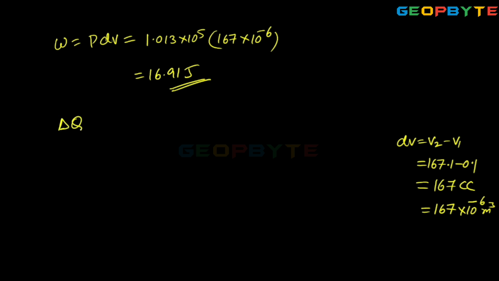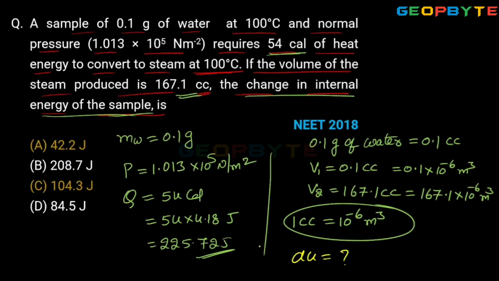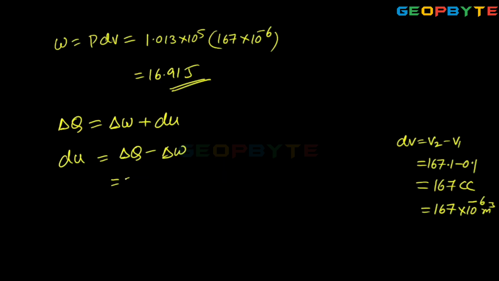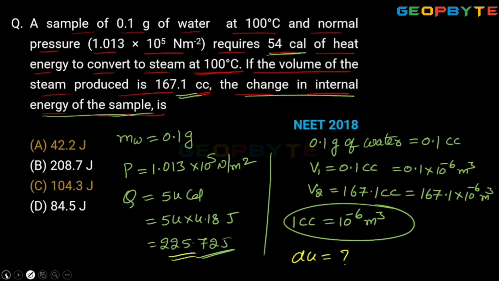Then delta Q equal to delta W plus dU. From this, change in energy dU equal to delta Q minus delta W. Look at the delta Q. Delta Q is 225.72 minus delta W 16.91. You simplify it approximately for getting 208.8 joules. That is the change in energy. Look at option B. Option B is absolutely correct. Understood clearly? Yes.